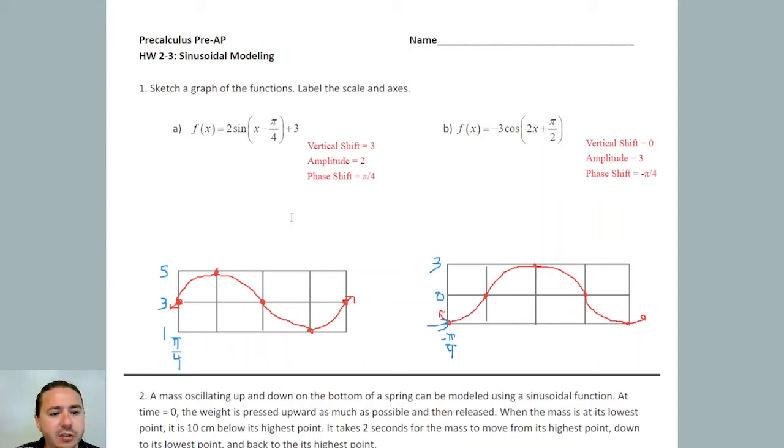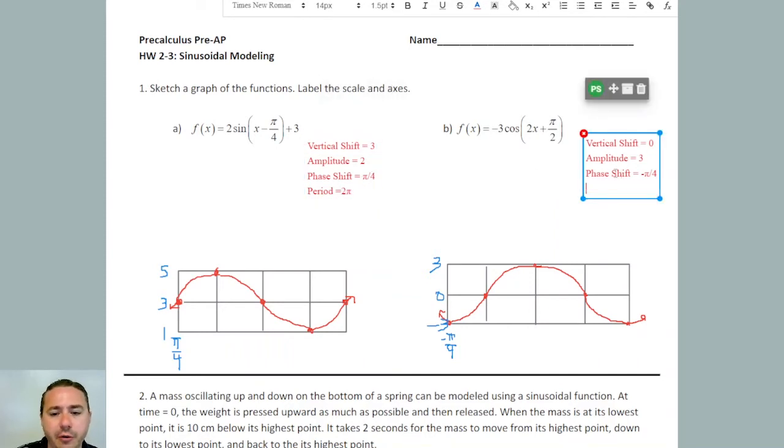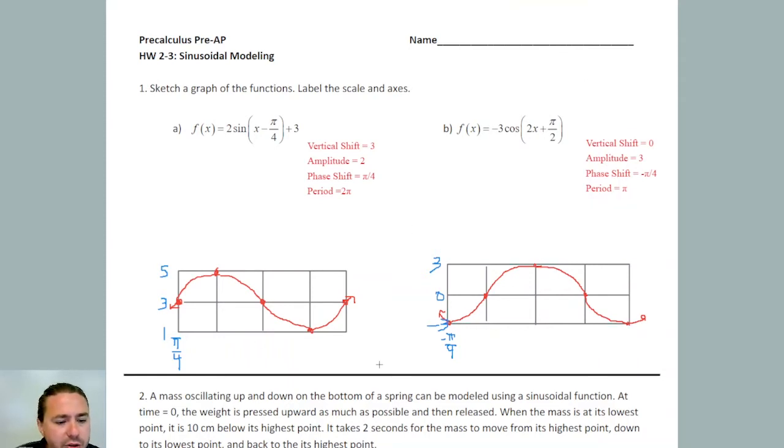So speaking of which, let's look at the period. The period is calculated by doing 2 pi divided by b. So in this case, 2 pi divided by 1 is just 2 pi. And over here, the period would be 2 pi divided by 2. So the period is just pi. So be careful. Don't label the end of your cycle 2 pi or pi here. The end of the cycle is not the period. The period is the length of time it takes to complete a cycle. So to find where the cycle ends, we have to take the phase shift and add the period.